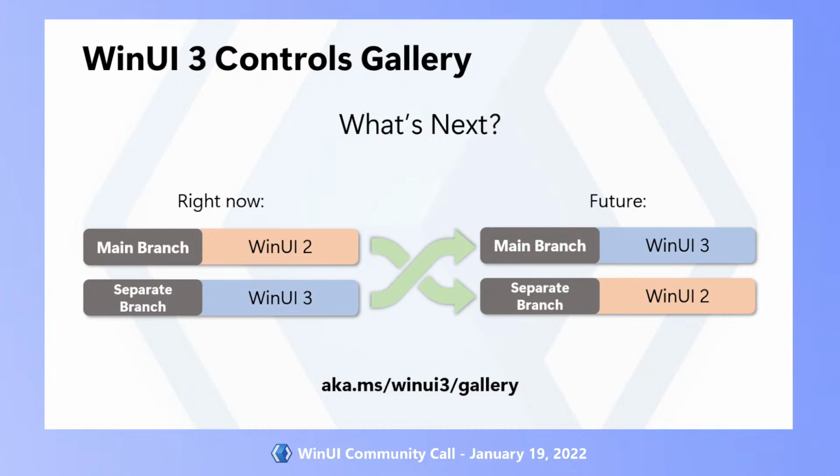And so moving forward, we really want to double down on our investment on the WinApp SDK. So we want to make sure that we put the WinUI 3 controls gallery as the main branch, and then we will create a separate branch to host the WinUI 2 controls gallery. So just all in all, the order of the branches will change. The code itself won't. We just want to highlight that to be sure that you're aware of the change.